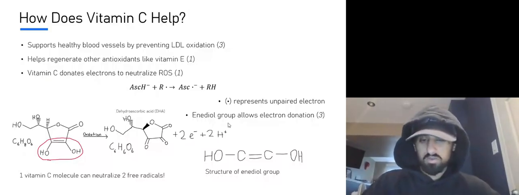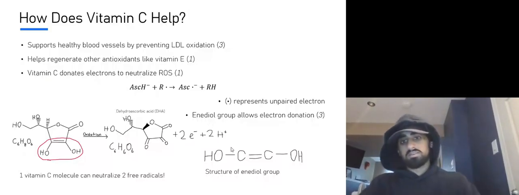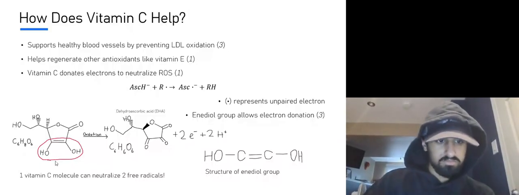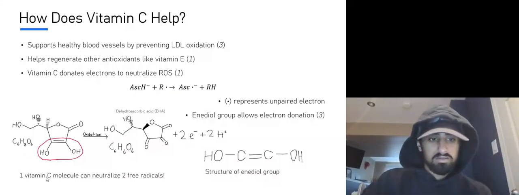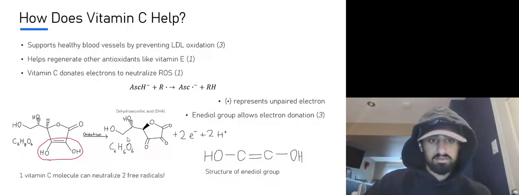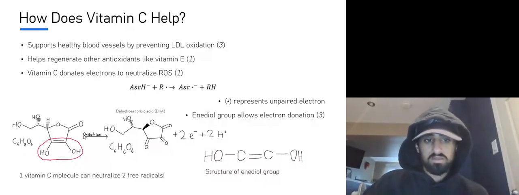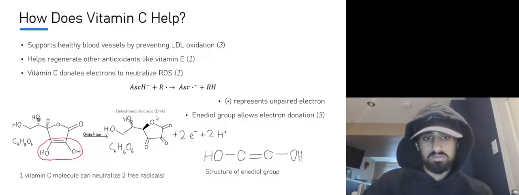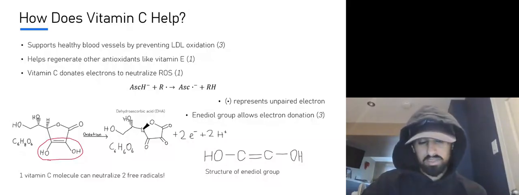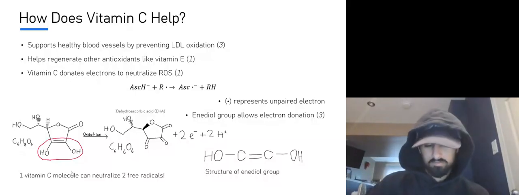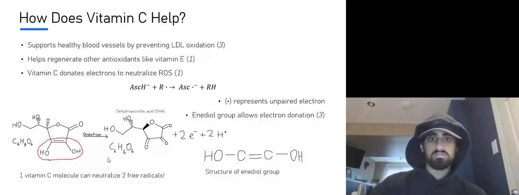And what allows this electron donation is the enediol group. This is the structure of the enediol, and it's circled here. In this reaction, you can see how when ascorbic acid is oxidized to dehydroascorbic acid, you get 2 electrons and 2 hydrogens. So one vitamin C molecule can neutralize 2 free radicals.